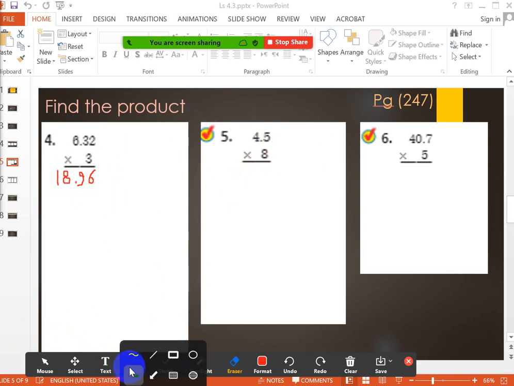Now let's move to number 5. Here I want to multiply 4.5 with 8. Okay, let's choose. Yes, Fatima, open your mic. Fatima, open your mic. Okay, I think Fatima is not here. Okay, Fatima, open your mic.